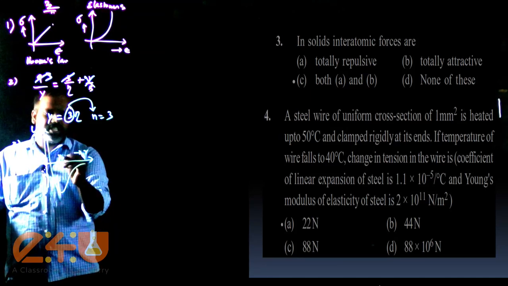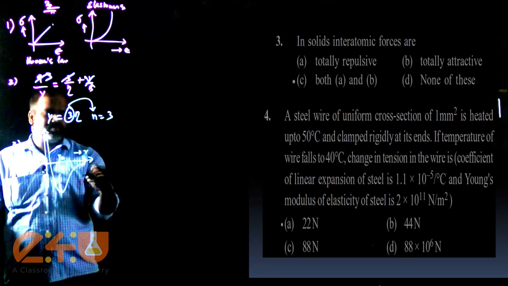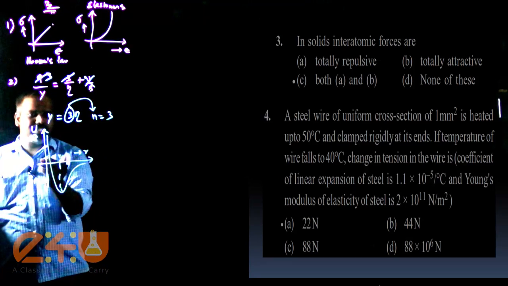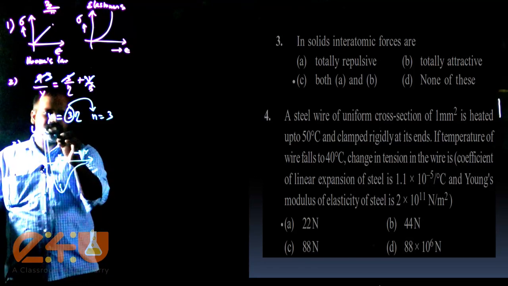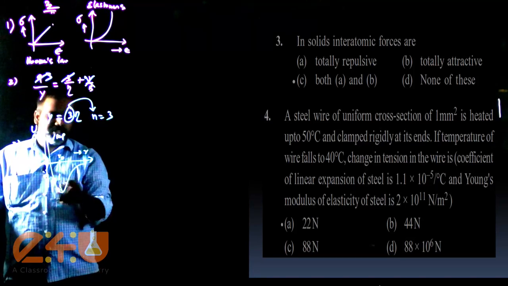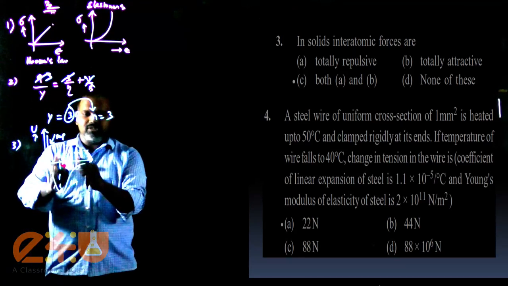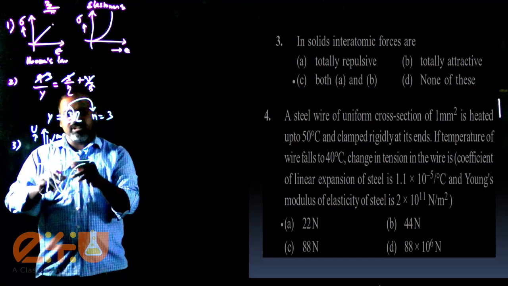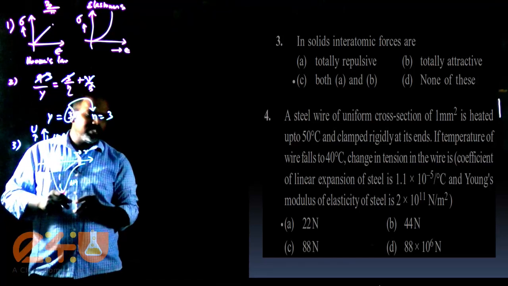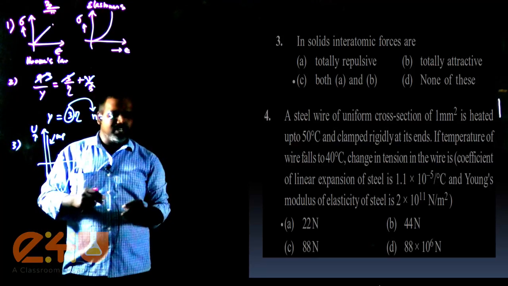So this is the equilibrium distance. At this particular position there will be attraction. If you move like this, the attractive force reduces. If you move like this, the repulsive force increases. When the potential energy is positive, there will be a repulsion, and when the potential energy is negative, there will be an attraction. So in solids, depending on the interatomic distances, the force may be repulsive or attractive. Therefore, the correct option for the third one is option C, both repulsive and attractive.